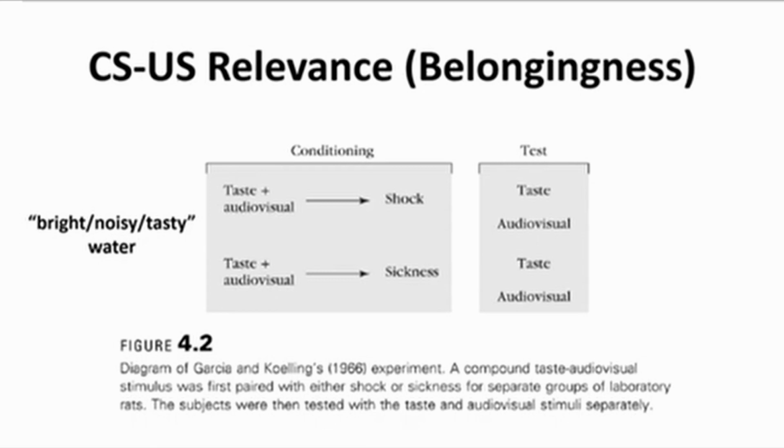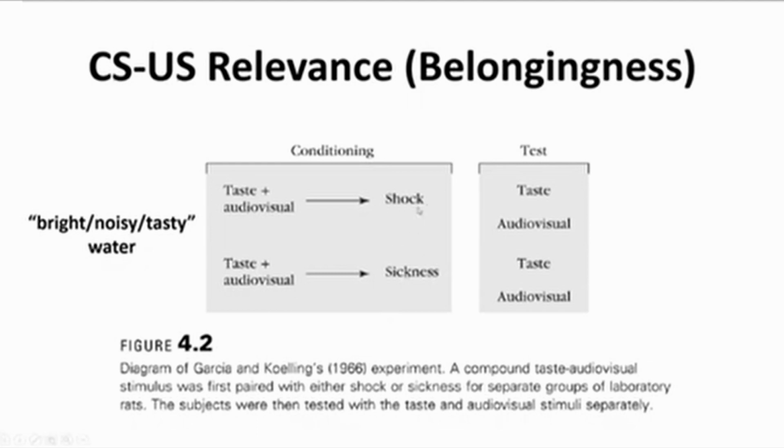So we have this compound stimulus where we have both a taste, as well as a more external measure of auditory and visual stimuli. Now, what they did was they'd have two different groups. One group would be exposed to this compound conditioned stimulus, and it would then be followed up by an unconditioned stimulus of a shock. That was group 1. Group 2 would get the same compound stimulus, and their unconditioned stimulus instead would be sickness.